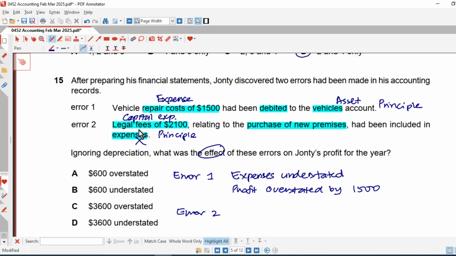Error 2, these legal fees were included in expenses, which it shouldn't have been. So expenses were overstated. That means to say the profit is understated by 2,100. So all in all, your profit would be $600 understated. Alright, so that's 15 questions true. I think we're moving on well.